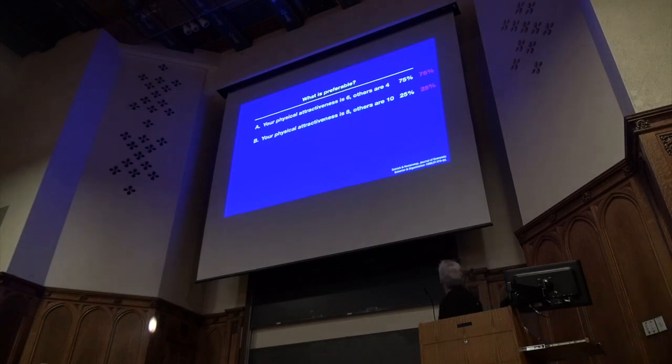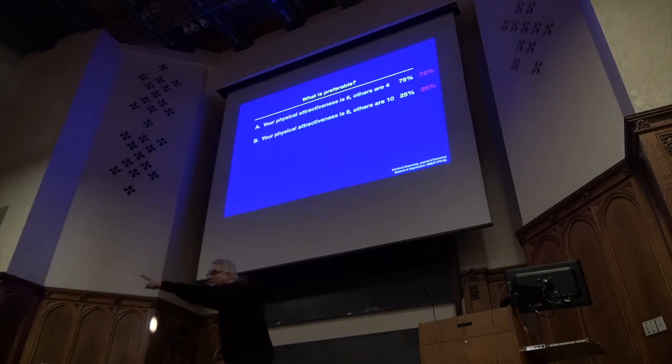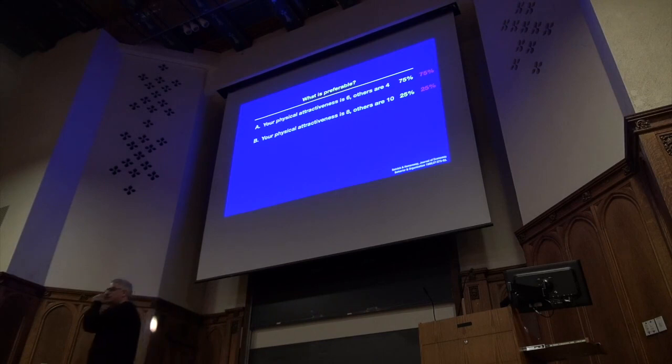So here are the results. In the original study, 75% chose A and 25% chose B. That's pretty consistent. You guys are tipping more towards absolute standards matter. You were 67-33 this year. Okay, who picked A? Someone who picked A. Yes, what's your name? Rachel. Why did you pick A, Rachel?